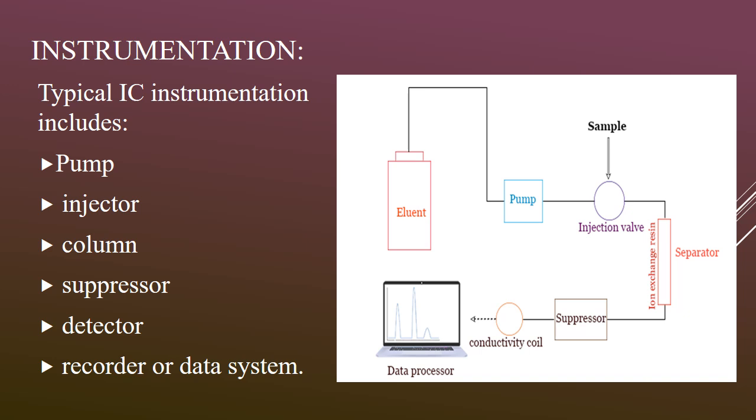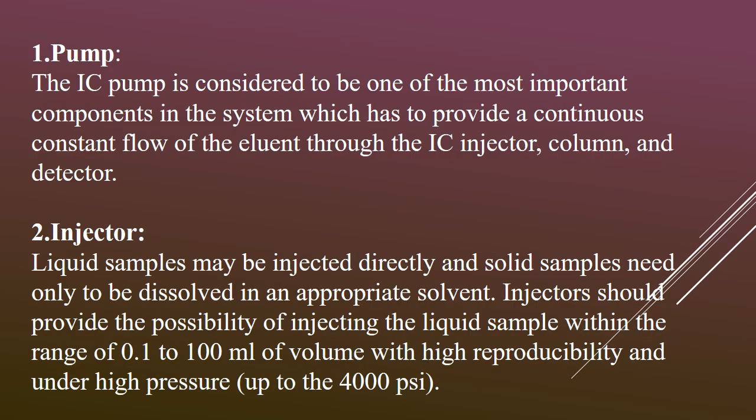So, instrumentation. Typical ion chromatography instrumentation includes pump, injector, column, suppressor, detector, and recorder or data system. The pump: the IC pump is considered to be one of the most important components in the system, which has to provide a continuous constant flow of the eluent through the IC injector, column and detector. The second one is the injector.